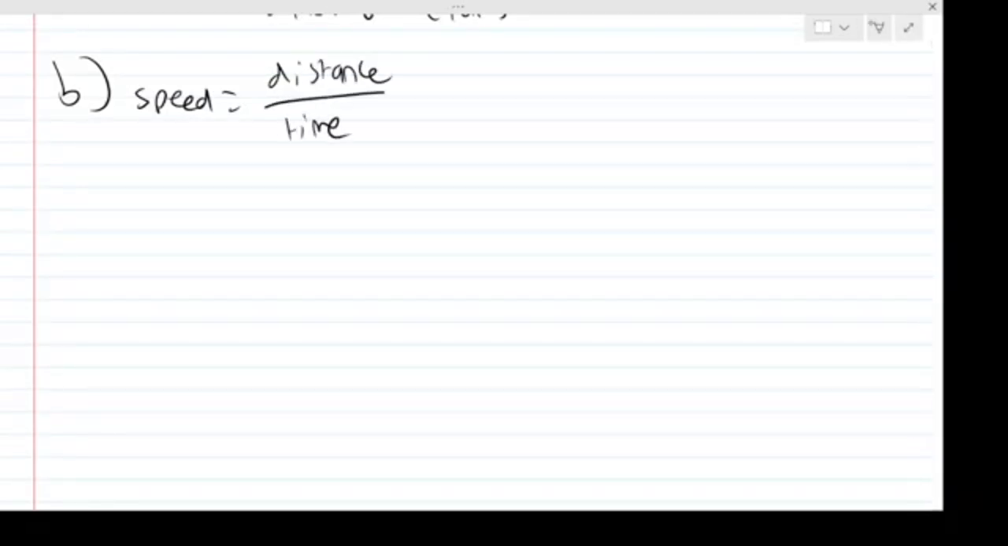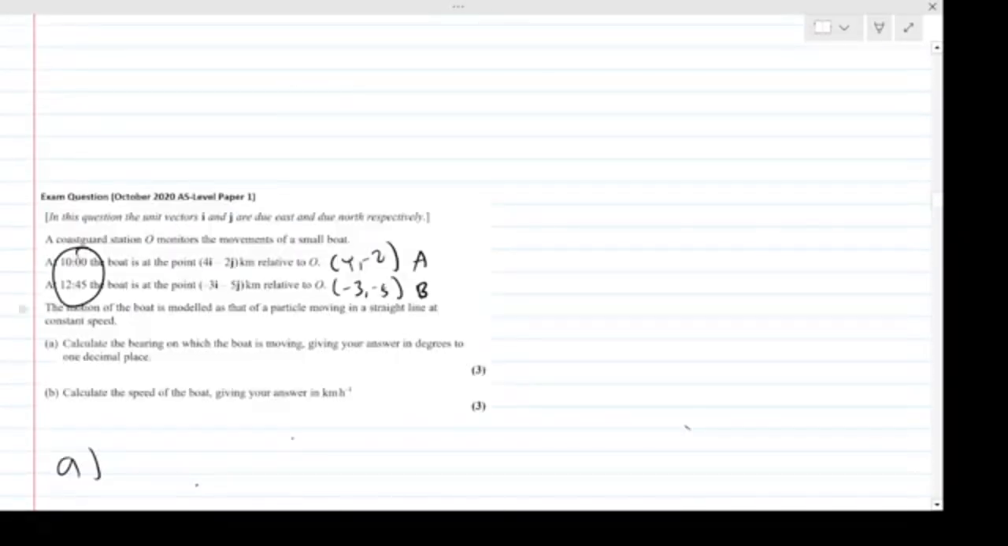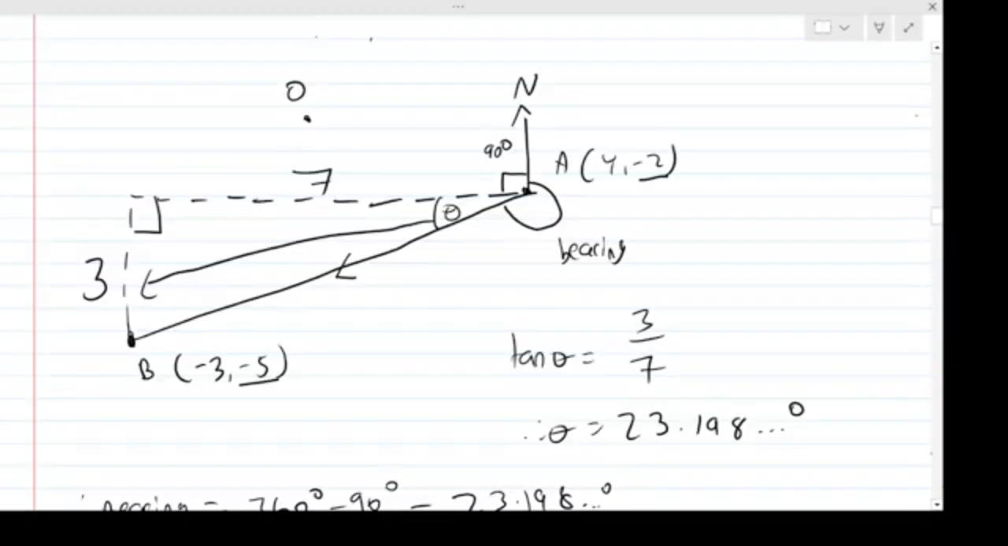Well, I'm given some times here, 10 o'clock and 12:45, so I can work out my time. But firstly, my distance. Again, I'm moving from point A to point B.